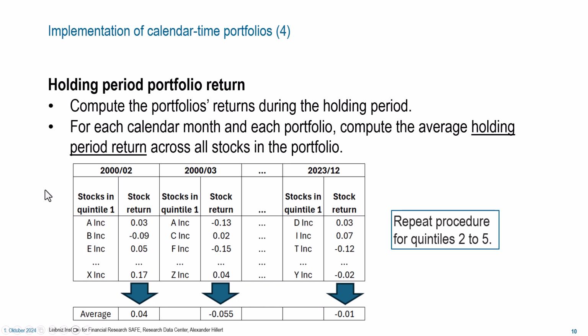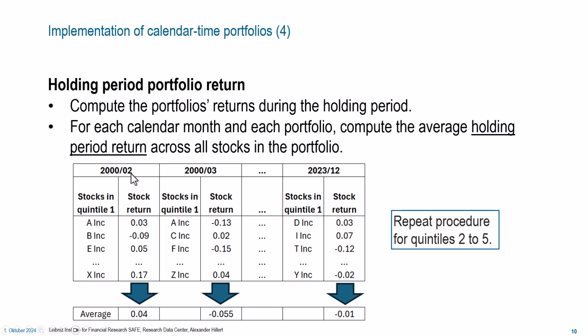If we've done our portfolio assignment, we take the position in our long portfolio, take the position in our short portfolio, and keep the stocks during the holding period. Now, how would you assess the holding period of each portfolio? So what you need to do is for each calendar month, like February 2000, March 2000, April 2000 up to December 2023, you have to look at each portfolio separately and then compute the average holding period return of all stocks in that month in the portfolio.